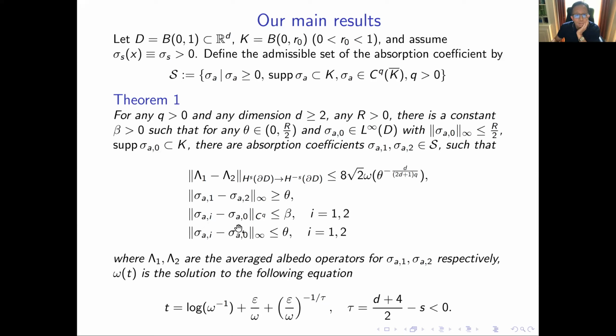In infinity norm with this theta, the same theta here, and they're close to this in the CQ norm by this beta. So all these parameters will come into our estimate, but roughly, I think the most important thing is this is the perturbation or the difference between two media, and this is the difference of the measurement when you consider it as a map from HS to H minus S.